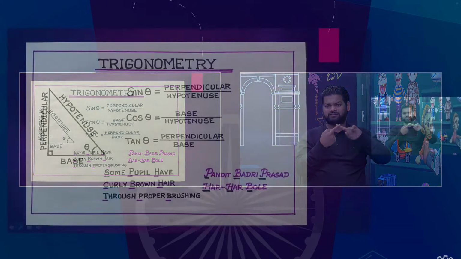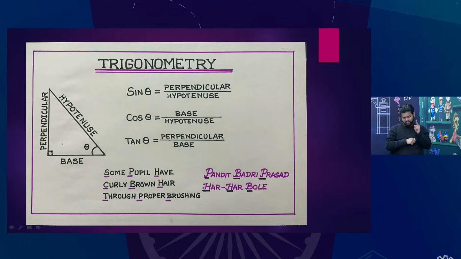For sin theta, we can write: Some People Have. Some people have curly brown hair through proper brushing. Here, you remember, some people have. This is one formula. How? S reminds us of sin theta, P reminds us of perpendicular, and H reminds us of hypotenuse. So, you have some people have. It means, ma'am, if we have learned one line, some people have, it means we have learned one formula. Very good. Sin theta is equal to perpendicular upon hypotenuse. Very good.